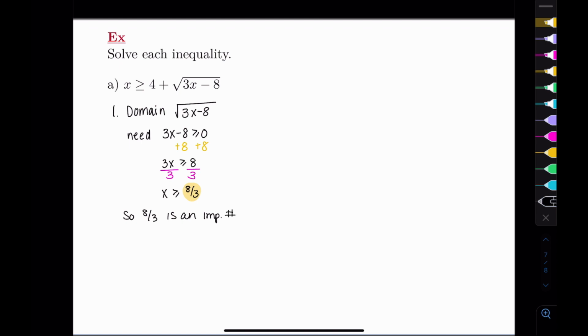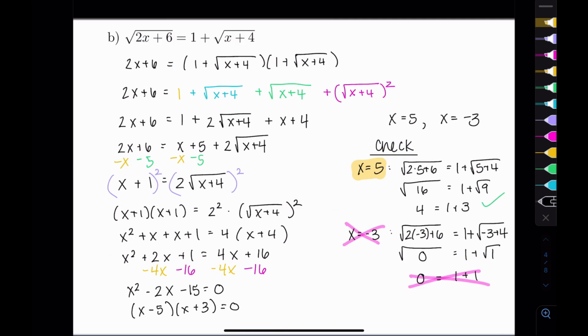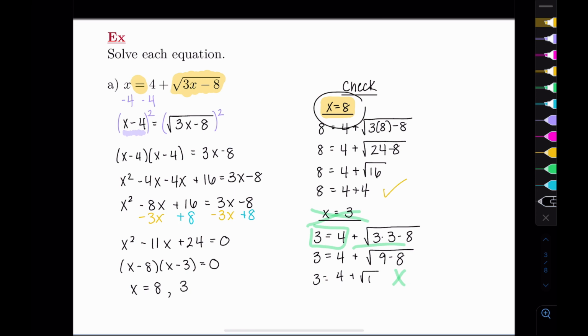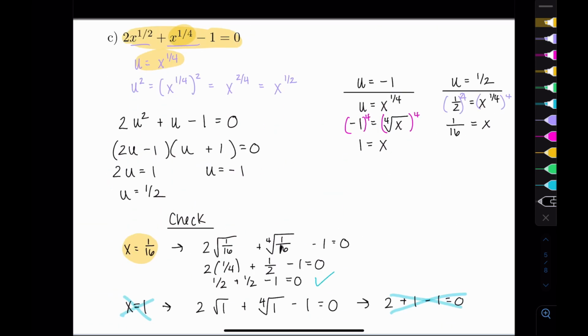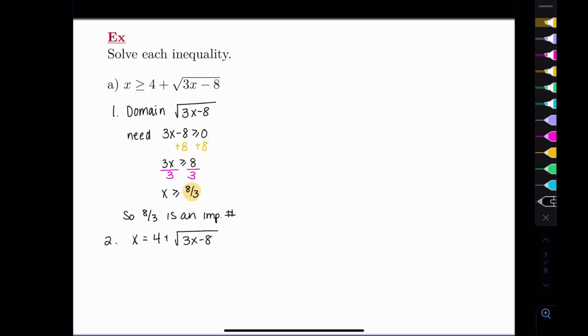Okay. The second thing we need to do is we need to find another key number, and that's going to come from solving x equals 4 plus the square root of 3x minus 8. And so if you were doing a different problem, you would, again, get the radical by itself, square both sides to get rid of it. But we already did this way back up here, and we found a single solution of positive 8. So you always have to check for extraneous because, again, you would end up with a number that won't make sense. So the solution to this equation is x equals 8.